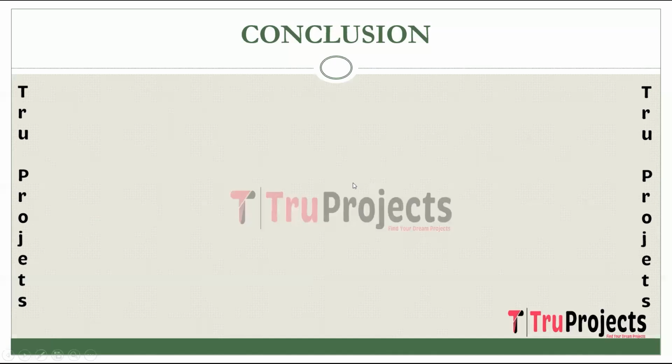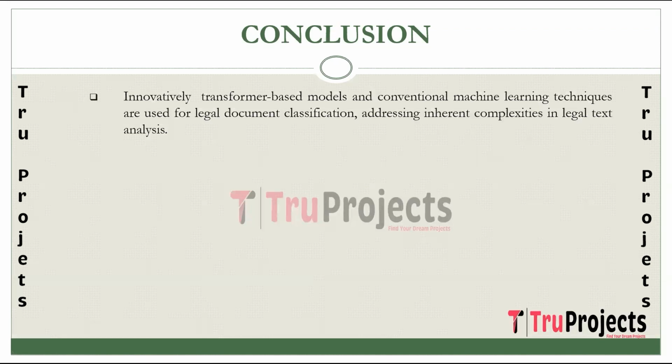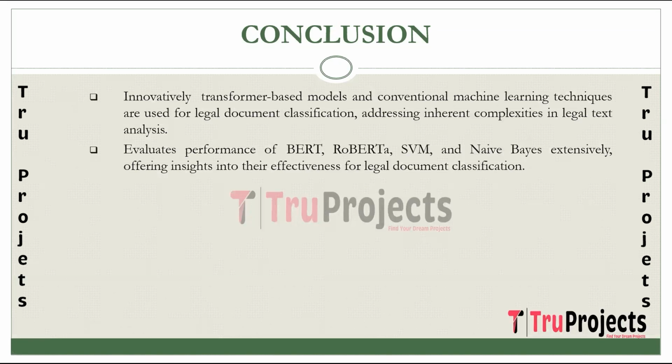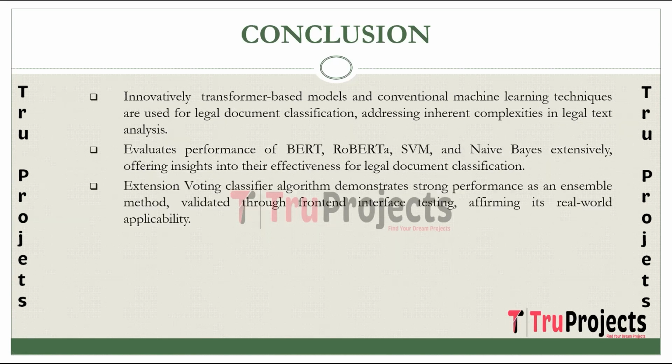Conclusion of the project. The project introduces an innovative approach to classifying legal documents, leveraging transformer-based models and conventional machine learning techniques to address the complexities inherent in legal text analysis. Through extensive experimentation, the project evaluates the performance of various models, including BERT, RoBERTa, and traditional algorithms like support vector machine and naive Bayes, etc. This comprehensive evaluation provides insights into the effectiveness of different methods for legal document classification.